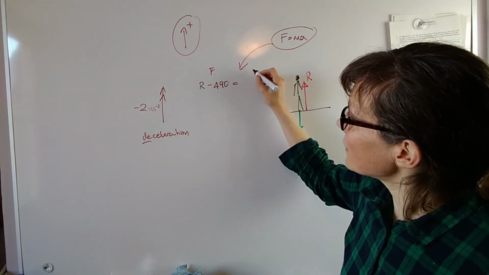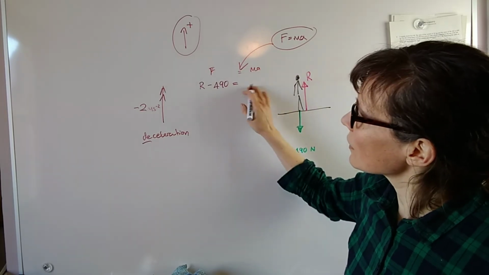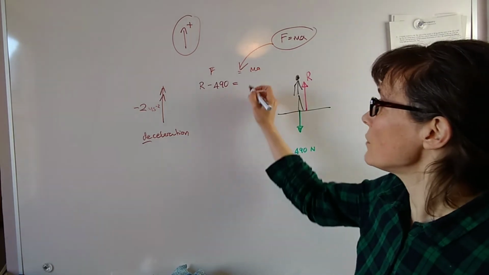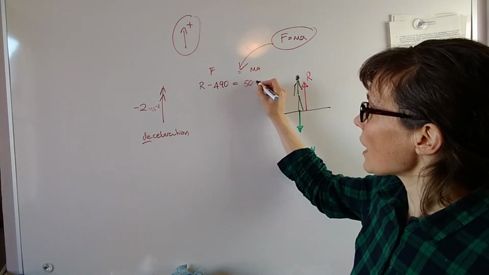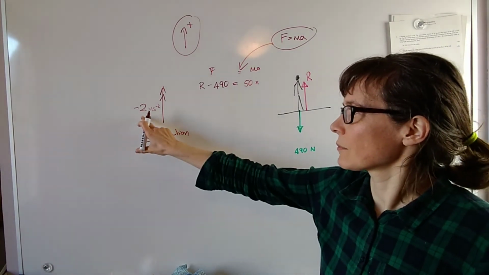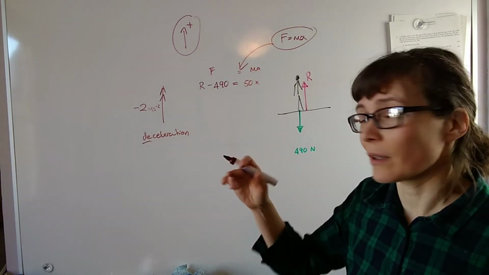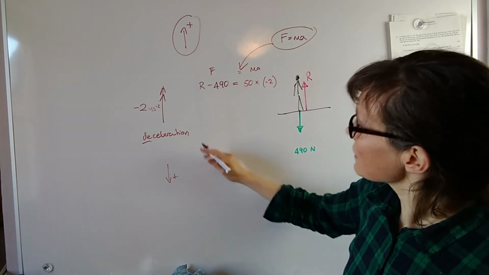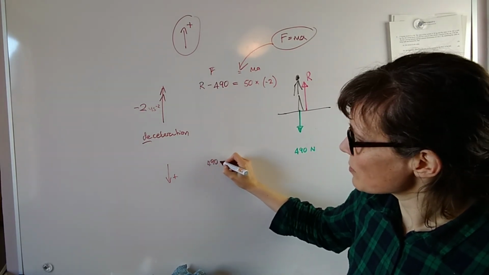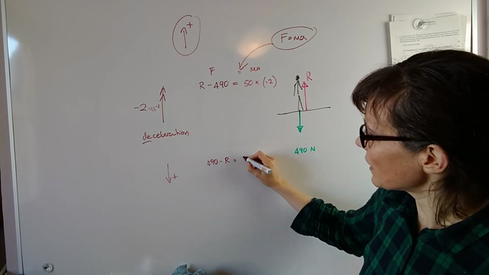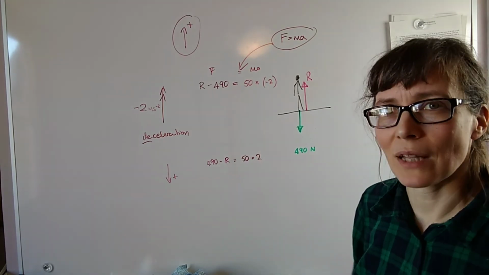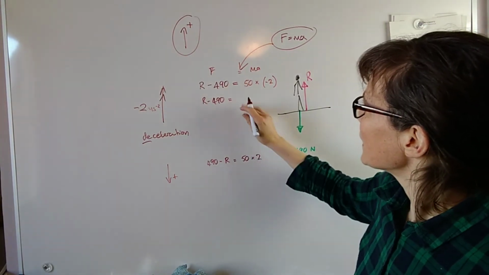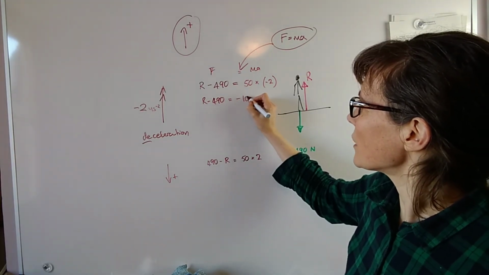On the ma side, we've got her mass, and her mass is, remember, in kilos, 50 kilos. And her acceleration is -2. So again, I'm using up as positive. If you did this with down as plus, well, we'd get 490 minus R, the whole equation would just turn around, and we get 50 times 2. So you're welcome to work that out if you prefer. So R minus 490 equals 50 times -2, which is -100.